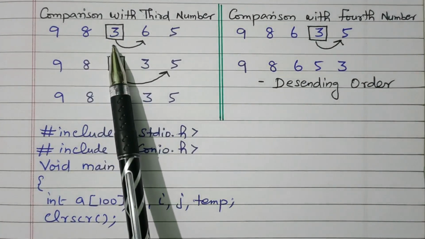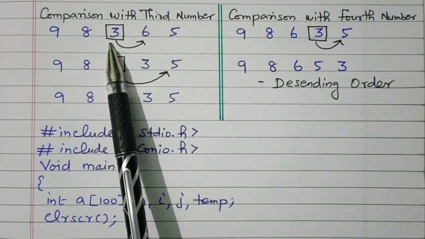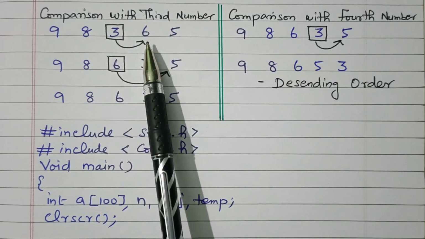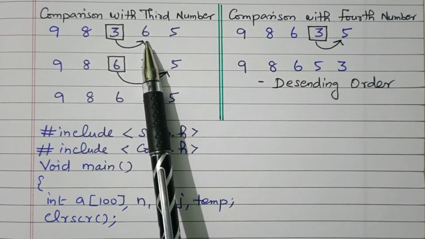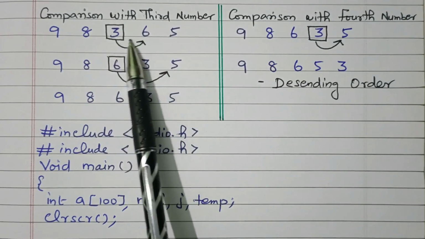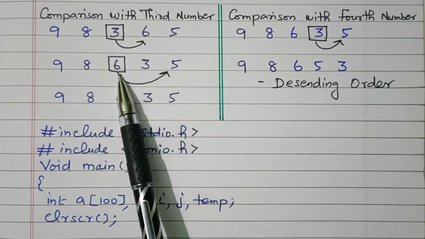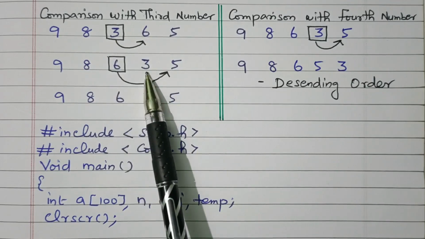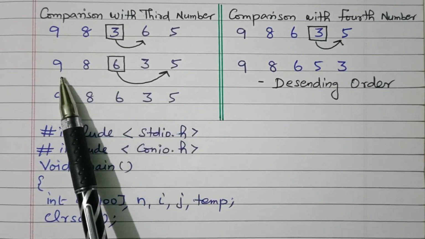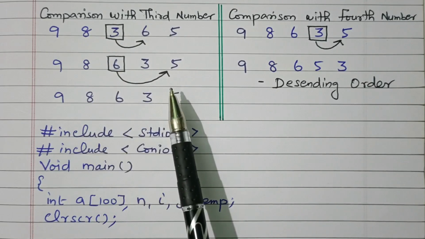So the third number is 3. 3 is verified with the fourth number, 6. The fourth number is greater, so we need to interchange. 6 is placed in the third position and 3 is placed in the fourth position. After that we got 9, 8, 6, 3, 5.